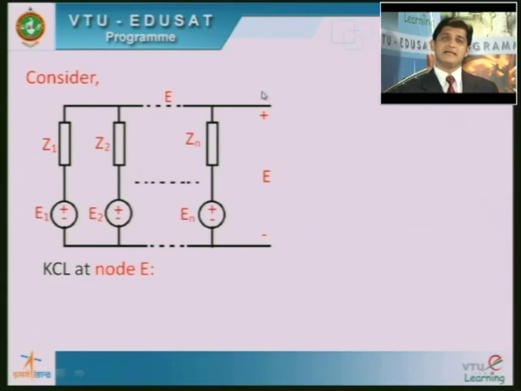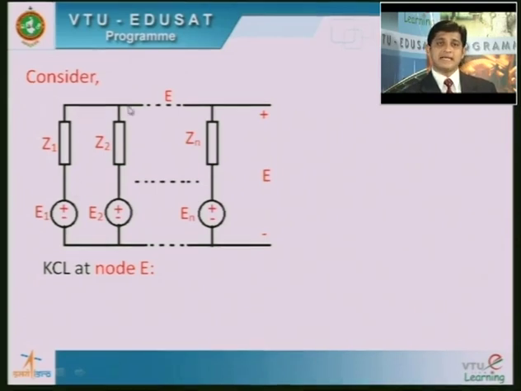So, how to obtain the currents leaving this node? See, we have these points, they are all the same points because they are connected by short circuit. Fine. So, what is the current in this particular branch? It is E minus E1 by Z1 that is flowing in this branch. What is the current flowing in this branch leaving this node? That is E minus E2 divided by Z2. Similarly, we have n such currents leaving this node.